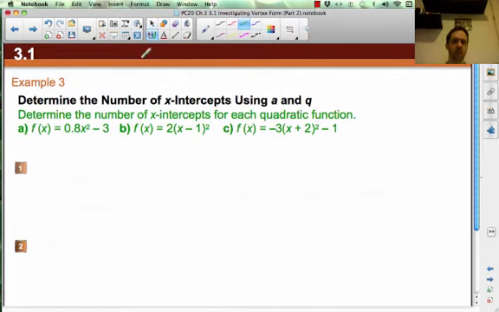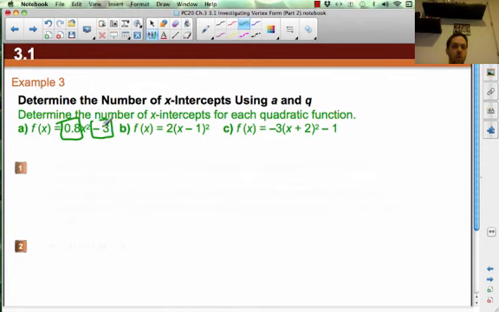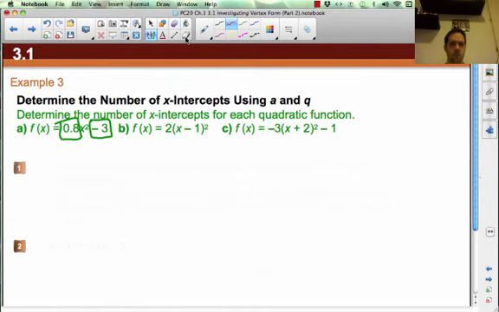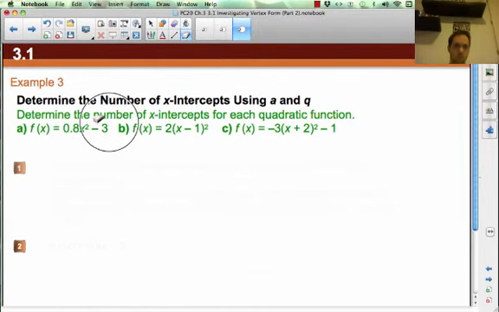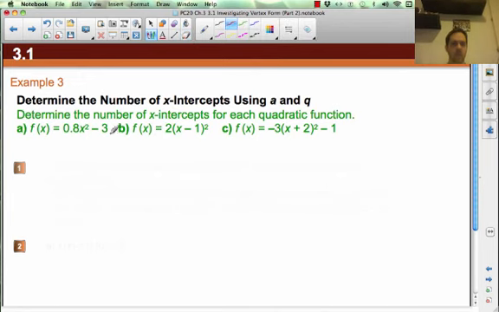Determining the number of x-intercepts is dependent only on two things, and that's the sign of your a value and the y-coordinate of your vertex. So for all of these three equations, we will quickly determine the number of x-intercepts.